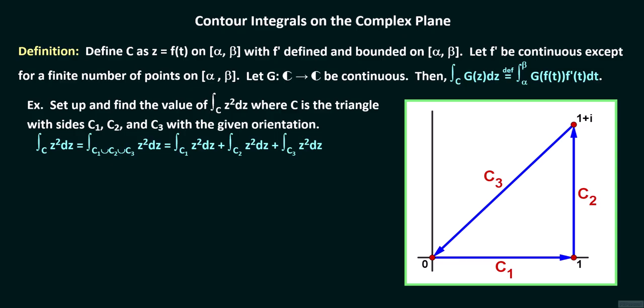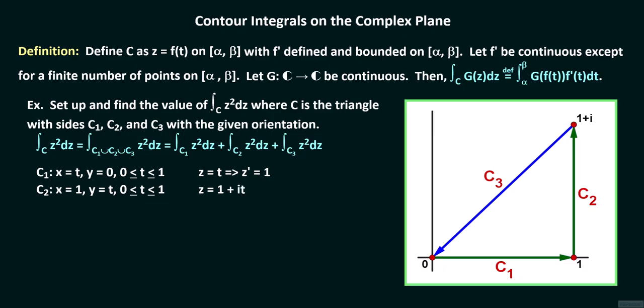We first parameterize C sub 1, C sub 2, and C sub 3. For c sub 1, since x goes from 0 to 1 while y stays constant at 0, we set x equal to t and y equal to 0, with 0 less than or equal to t less than or equal to 1. So z equals t and z prime equals 1, which is definitely non-zero. For c sub 2, x is fixed at 1 and y increases from 0 to 1. So we set x equal to 1 and y equal to t with t between 0 and 1 so that z equals 1 plus i t. z prime equals i, which again is non-zero.